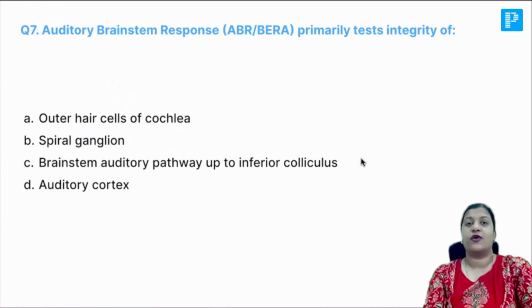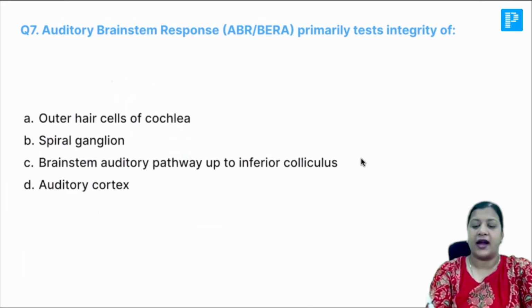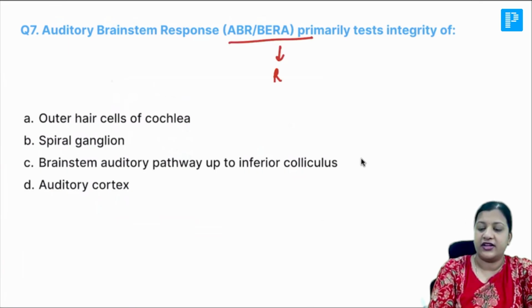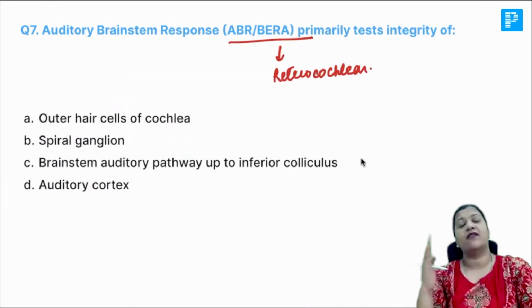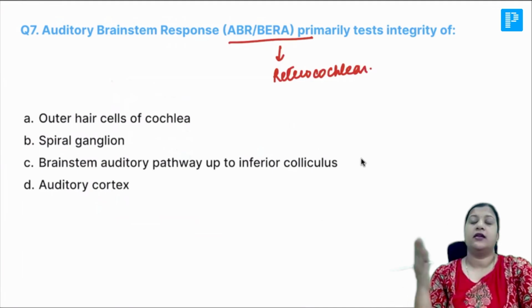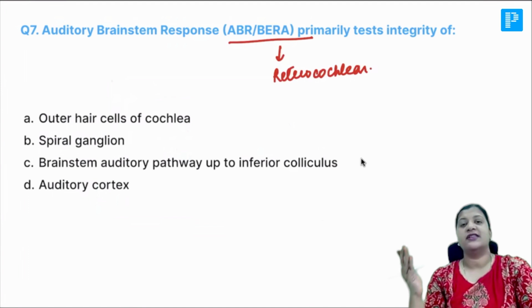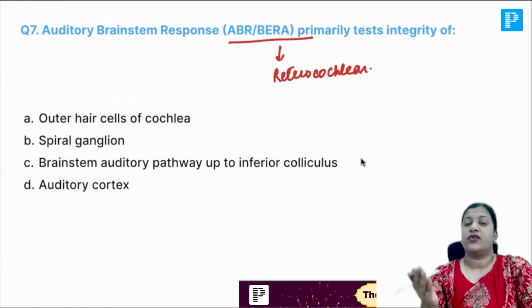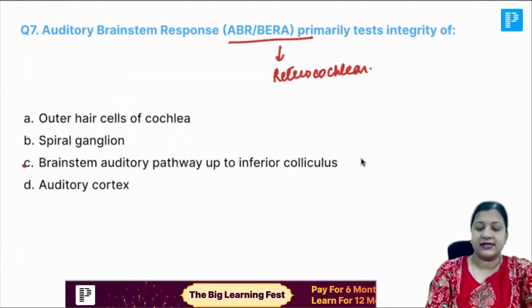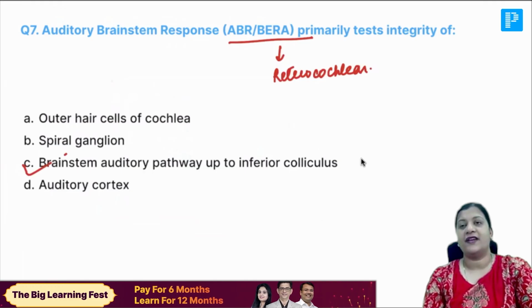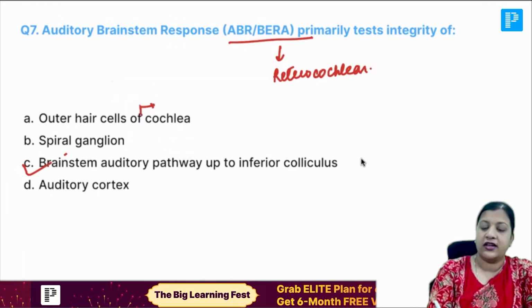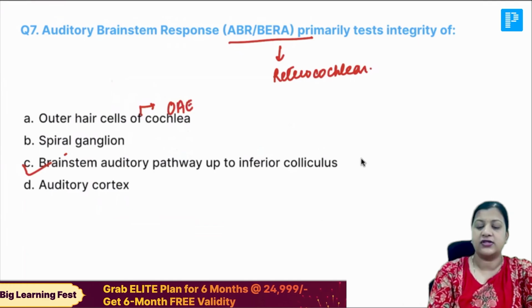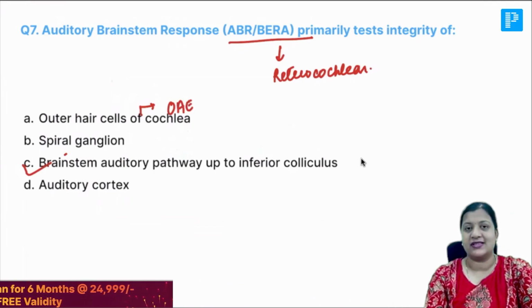Auditory brainstem response, or BERA, is a test used for identifying retrocochlear lesions. So whenever we're talking of the retrocochlear pathway, we are trying to identify from the eighth nerve up to the inferior colliculus, which is what we test in BERA. So we are trying to identify the brainstem pathway up to the level of the inferior colliculus. To test the outer hair cells of the cochlea, we use a test called otoacoustic emissions.